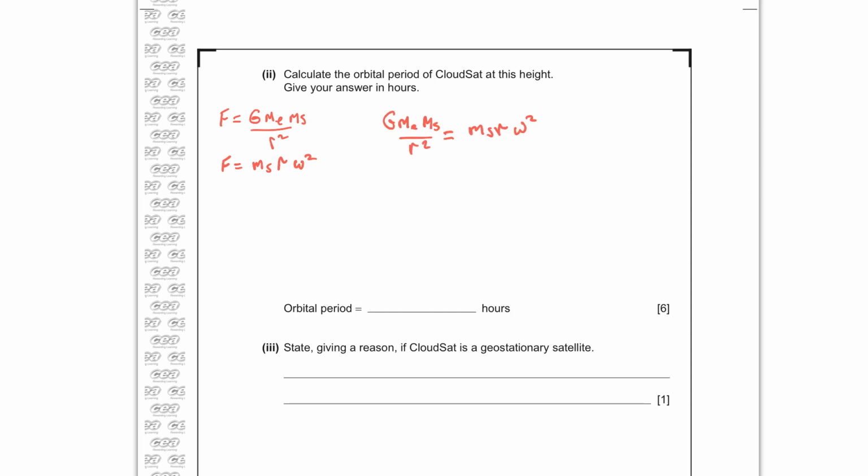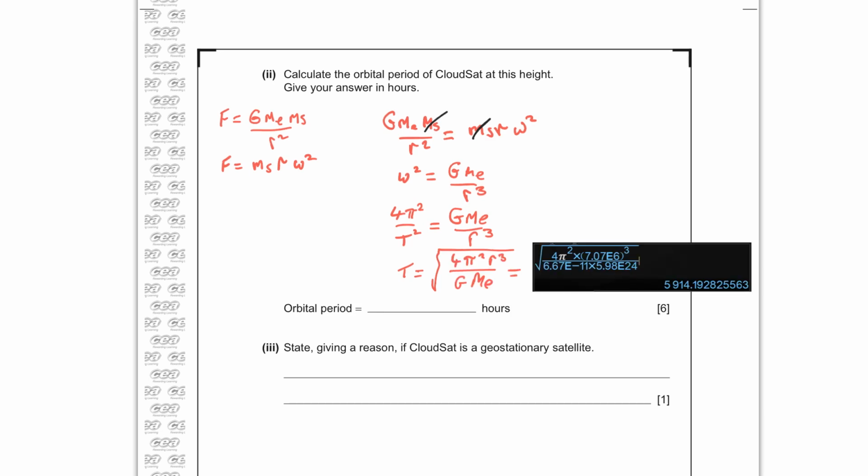And we just collect terms and get omega squared on its own. So the masses of the satellites cancel, and we get an R going to the bottom line, so we end up with an R cubed down there. So we get GME over R cubed equal to omega squared. And omega can be represented as 2 pi over T, so omega squared is the same as 4 pi squared over T squared. So T will end up coming to the top line, and it will equal the root of 4 pi squared R cubed over GME. And that comes to 5914 seconds, so we need to divide that by 3600, and that gives us 1.64 hours.